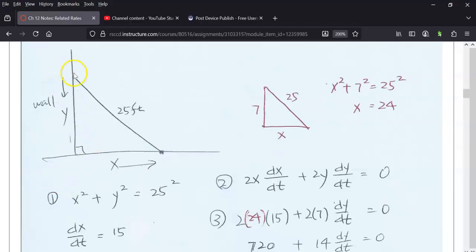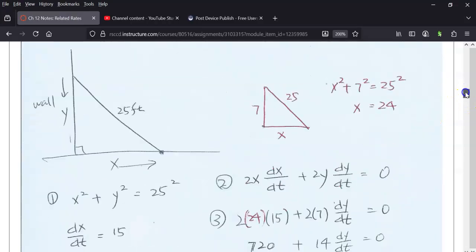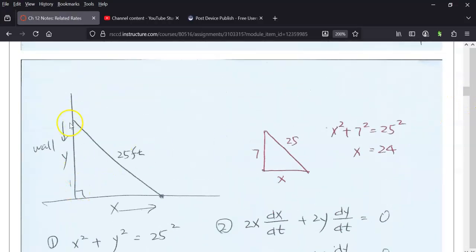Because now, if you think about this ladder right here, if the ladder is sliding downwards, isn't the y getting smaller and smaller? That's why the change in y is negative, right? As the ladder slides outwards, the distance between them is going to get smaller and smaller.